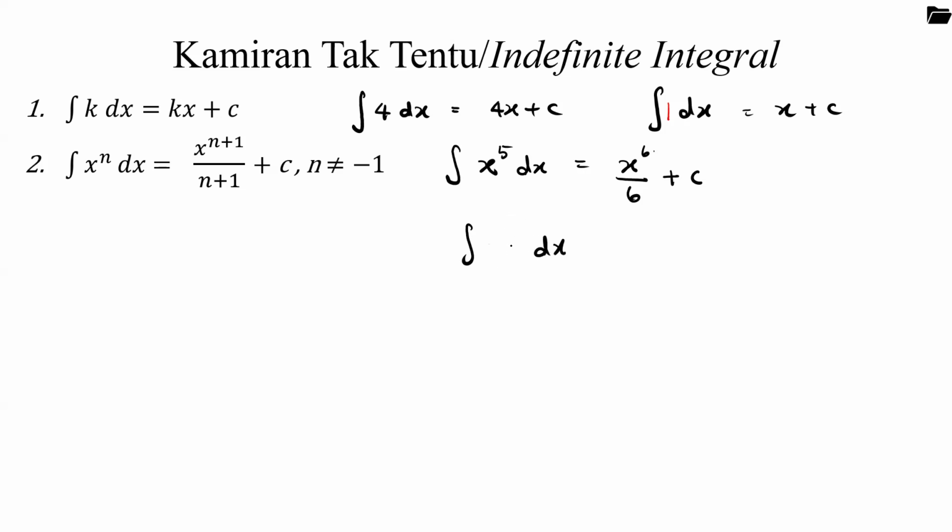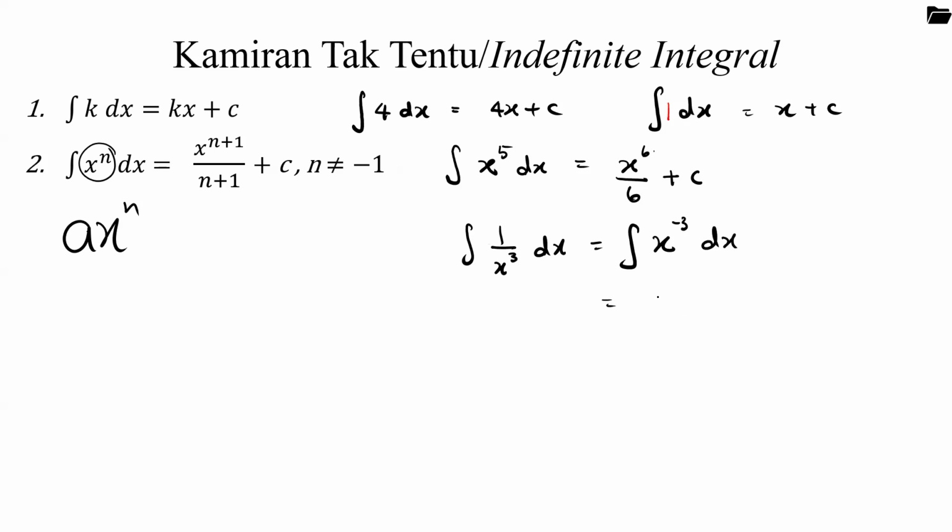X to the power negative 3 comes from here: 1 over x to the power of 3. Now, mind you, integration only has 2 formats that we can do. That is this one, generally ax to the power n, and only these 2. When you see the x in the denominator, you have to bring it up. You need to bring it up to x to the power negative 3. Then only we can do it.